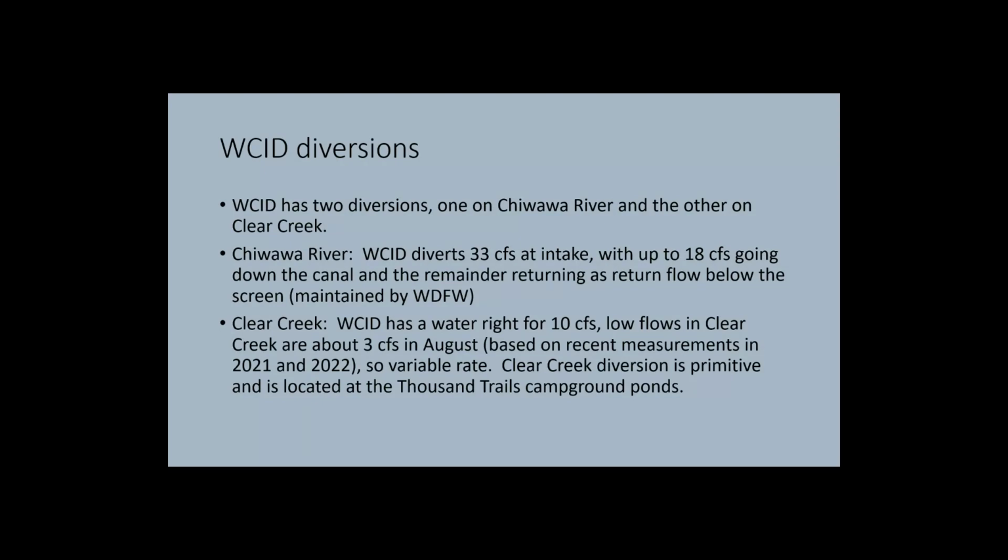On the Chihuahua intake, they divert up to 33 CFS at their headworks. It comes down the canal, gets to the fish screen, and they send up to a little over 18 CFS down the canal, and the remainder, about 15 CFS, returns to the Chihuahua River right beyond the screen.